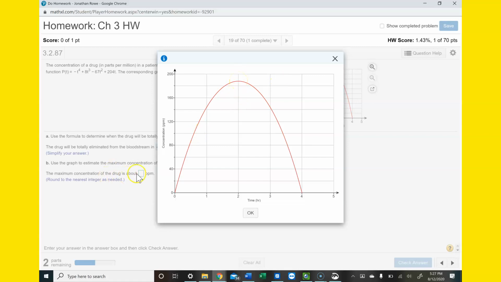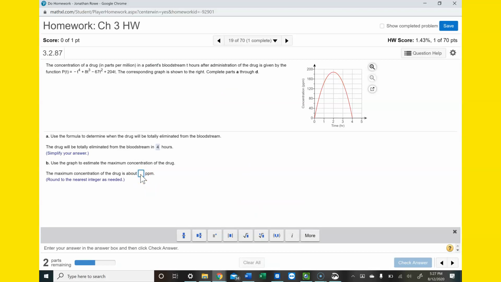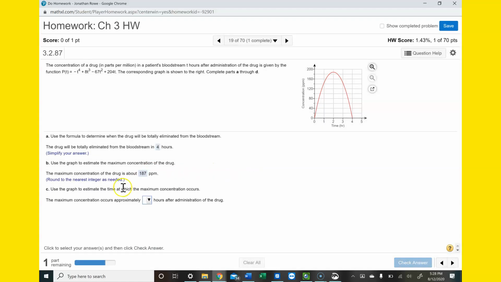I'm going to try that and just see. If it's not right, I may have to go to the calculator to do some more precise calculation. Let's try 187, see if that works. It worked. So good deal. Maybe we don't have to be that precise with an answer. Use the graph to estimate the time at which the maximum concentration occurs. We've already said that's 2 hours, the 2 hour mark.